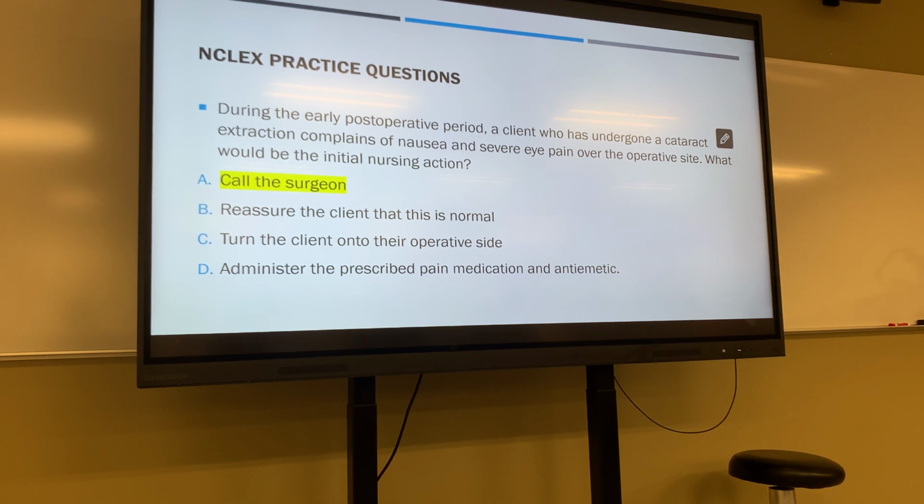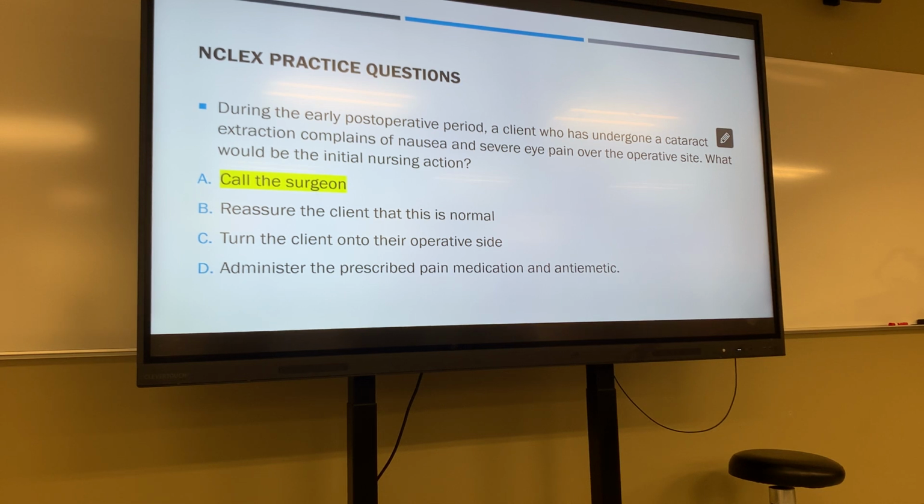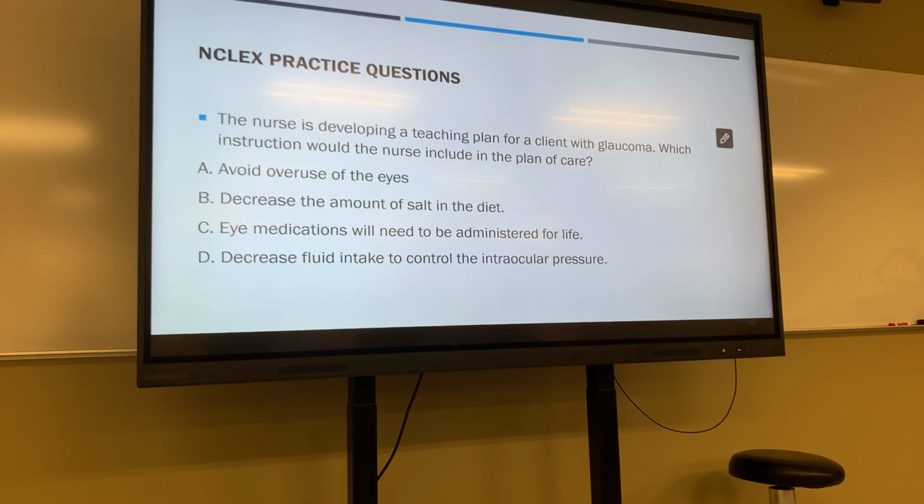The reason I didn't pick A is because I hear Anna's voice in my head, saying to do the assessment first and then call the doctor. Okay, so you did the assessment. We have to notify first before we intervene, especially when it's an emergency. This is an emergency. Severe eye pain and nausea, that is not normal. They could be hemorrhaging, okay? I know, Anna's voice.